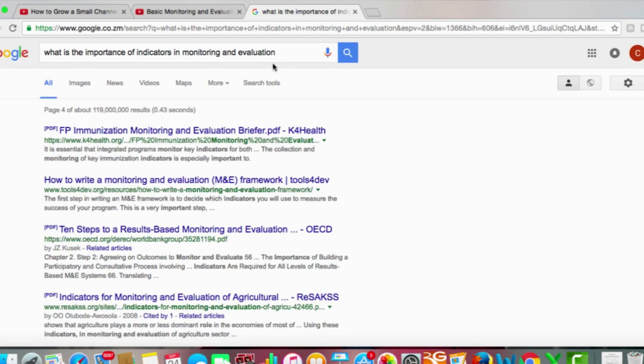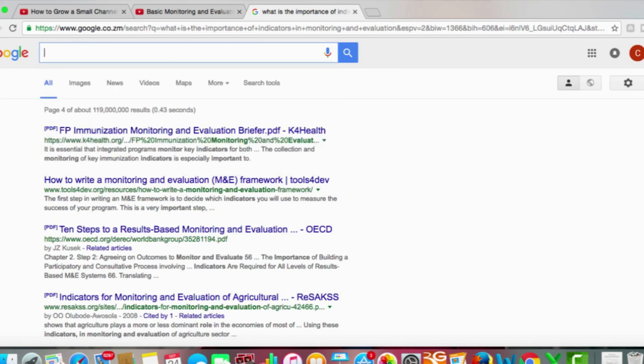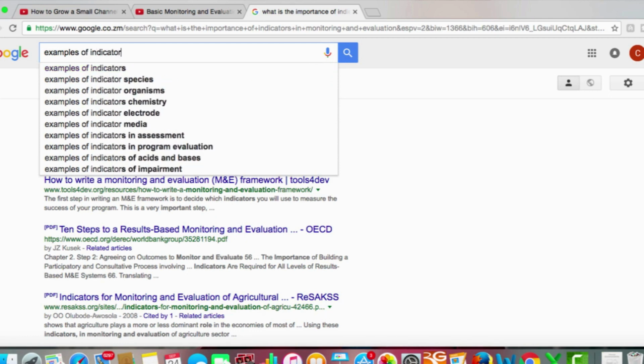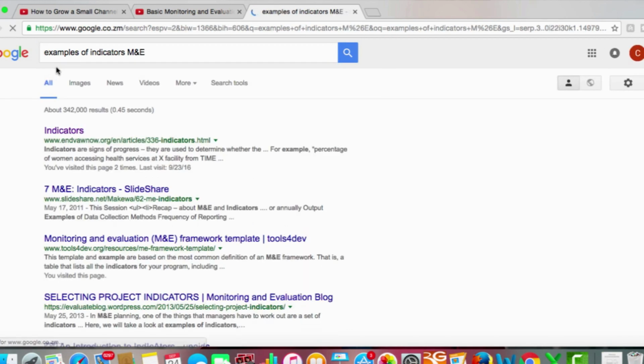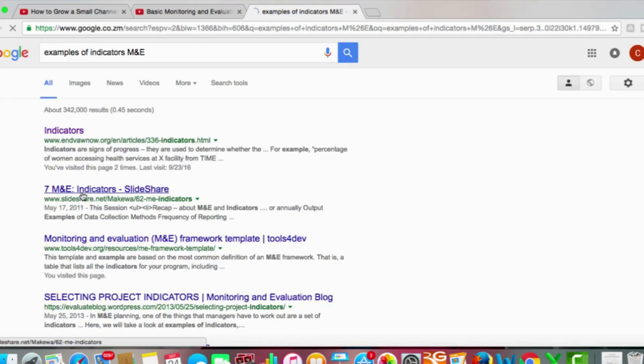Now let's look at just a few examples of indicators that are out there. I'm sure Google will give us examples of indicators. Google, don't fail us now, please. Please, Google, don't fail us on this one. Let me say in M&E. Okay. Seven indicators, selecting project indicators. Which one should we go for? Okay, let's go for this one.